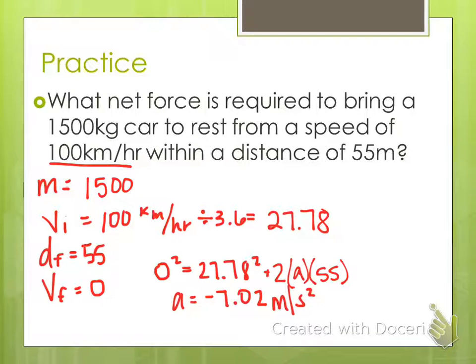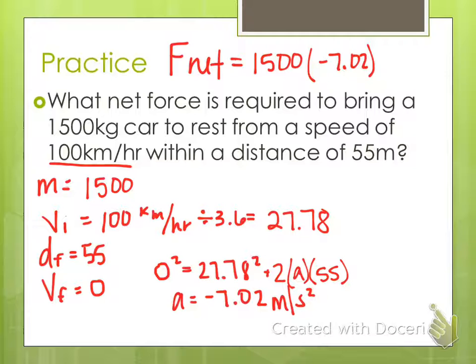Okay, so that means when I solve for F net, I'm taking mass times A and get my net force. Why did I get 380?